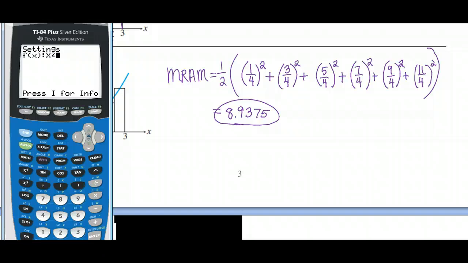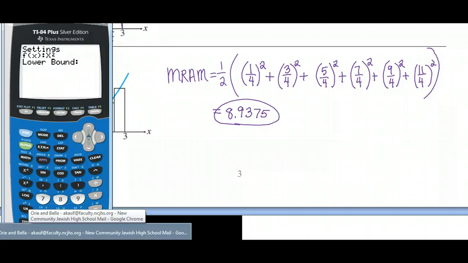Is it okay that my screen has X, a little arrow, and then 2? Yes, same thing, as long as it's the same. Okay, press enter. Now it's going to ask you for a lower bound. Remember, we were only looking at the graph from 0 to 3, so we're going to type in 0.